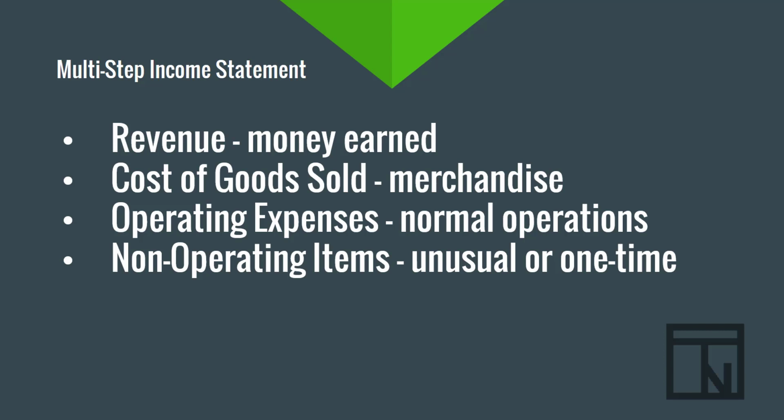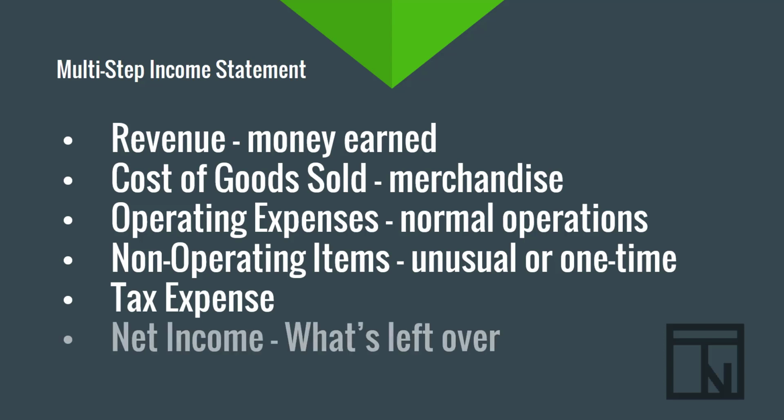Also, any kind of losses from disasters. If you had a flood in your area and your store got flooded. I had a client years back that had a warehouse that burnt down. That's an unusual thing. We don't normally have warehouses burnt down as part of our operations. That's kind of something that's a one-time thing. So those are all things that would belong in the non-operating items. Then at the very bottom, you also include your tax expenses outside of your normal operating expenses, and then net income, or what's left over.